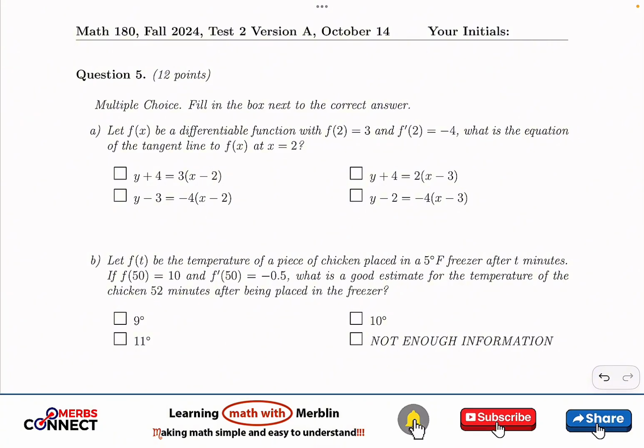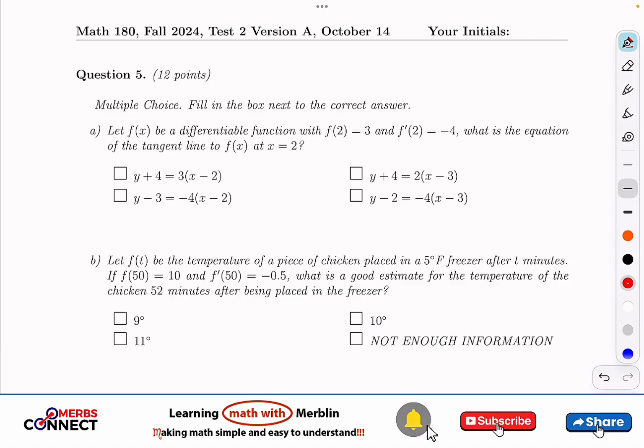All right, let's look at 5. Let f of x be a differentiable function, and then f of 2 is this, and f prime is this. What is the equation of the tangent line? So first, we need to recall the equation of the tangent line. We know the equation of the tangent line is y minus f of x1, let me call it x1, is equal to f prime of x1 times x minus x1.